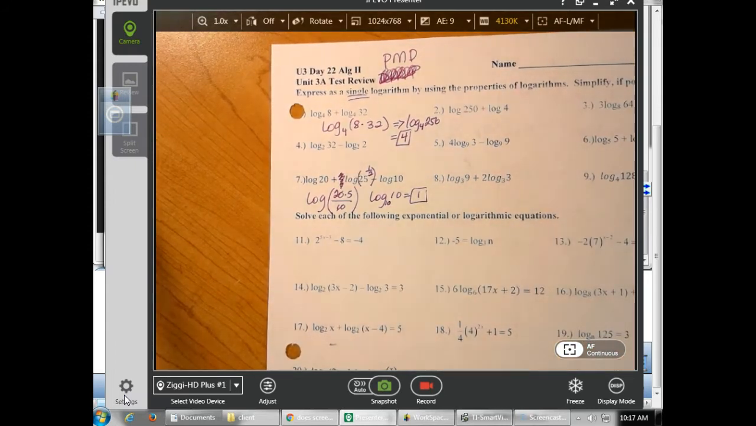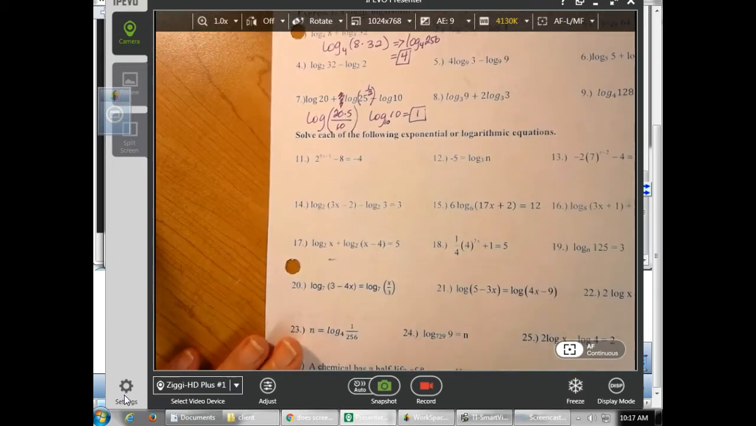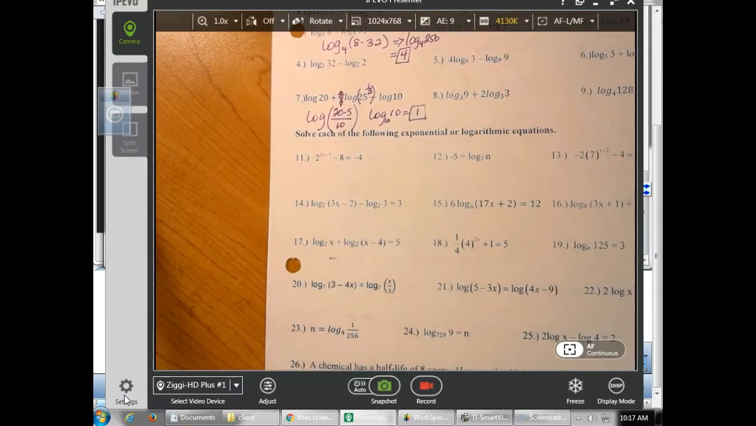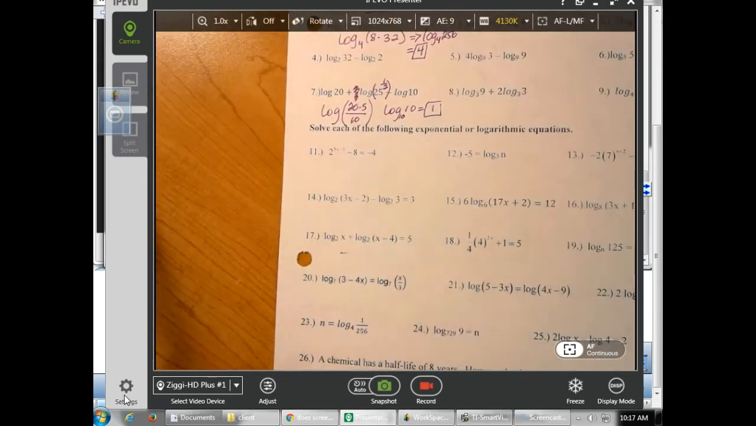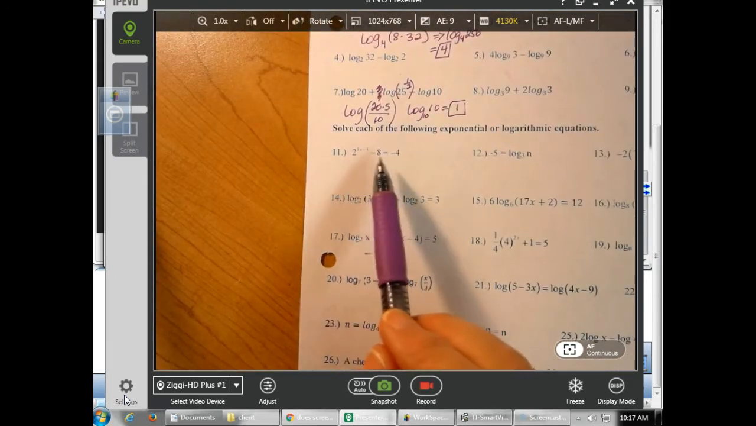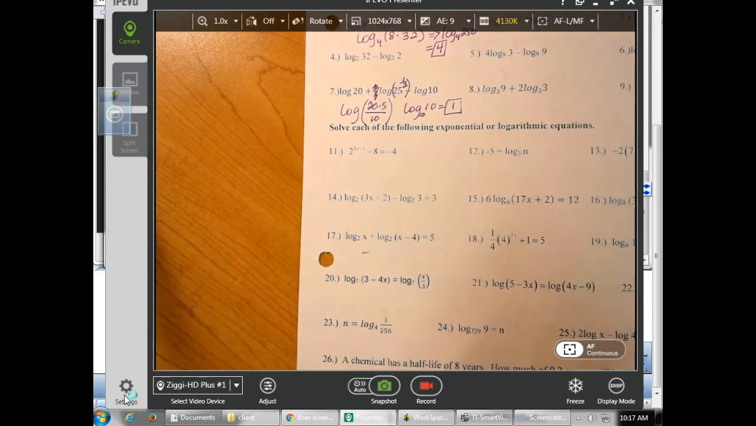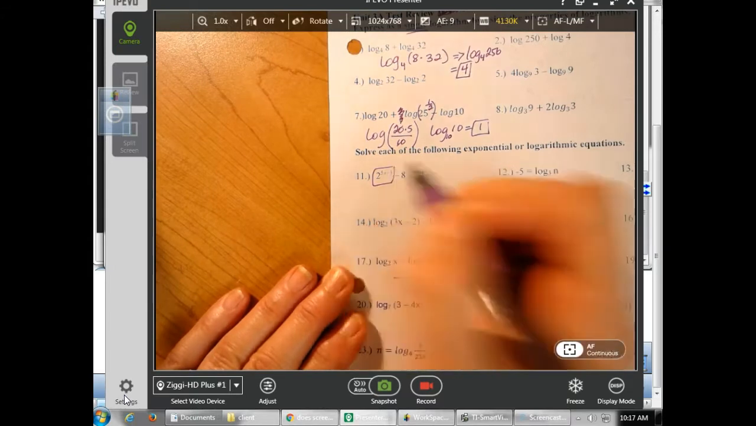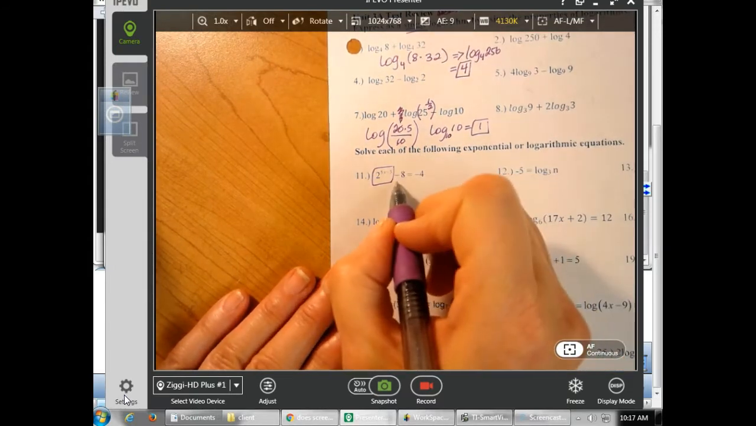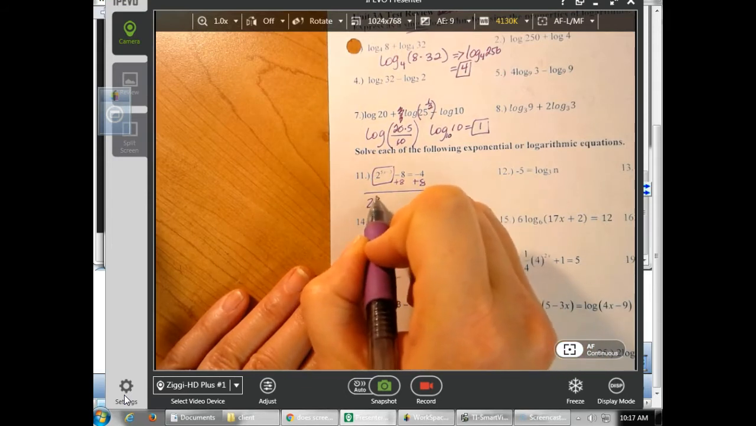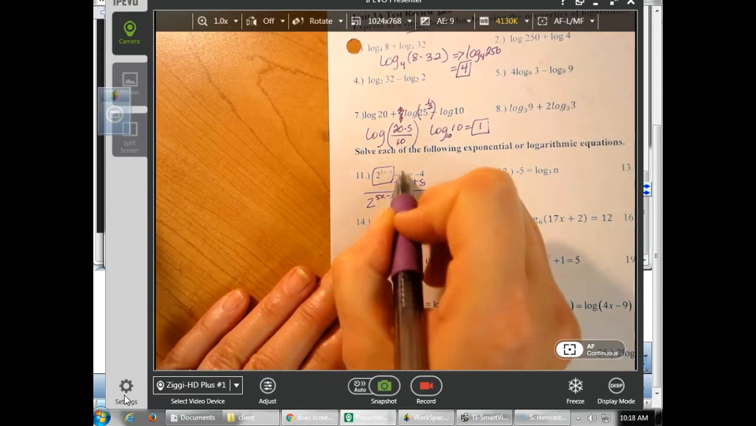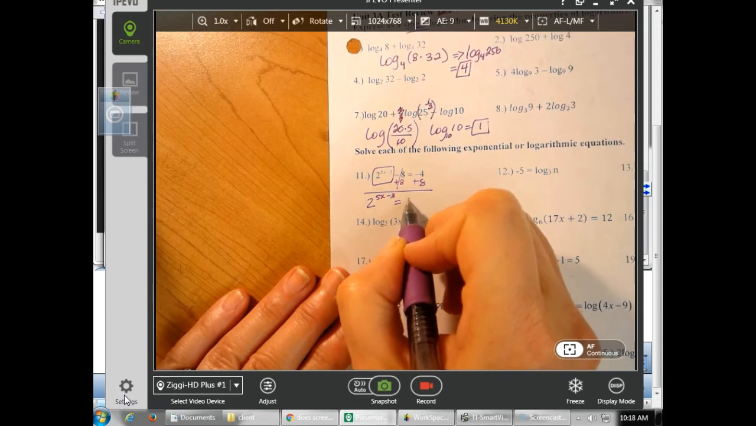So let's do some of the solving. And again, think about which area you're in that we talked about on the back. Okay, and you know your hint. So when I look at this very first one, I recognize there's no logs at all. So I'm going to isolate the power and then take the log of both sides. So I do that by adding 8 to both sides. So I'll end up with 2 to the 5x minus 3 is equal to 4.